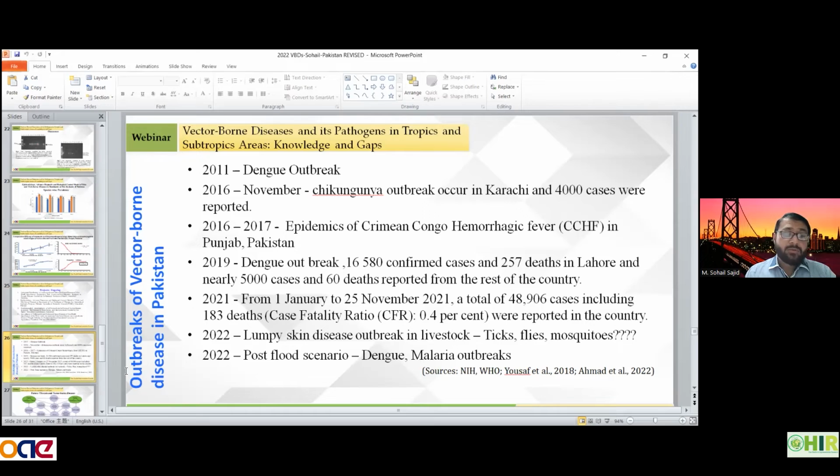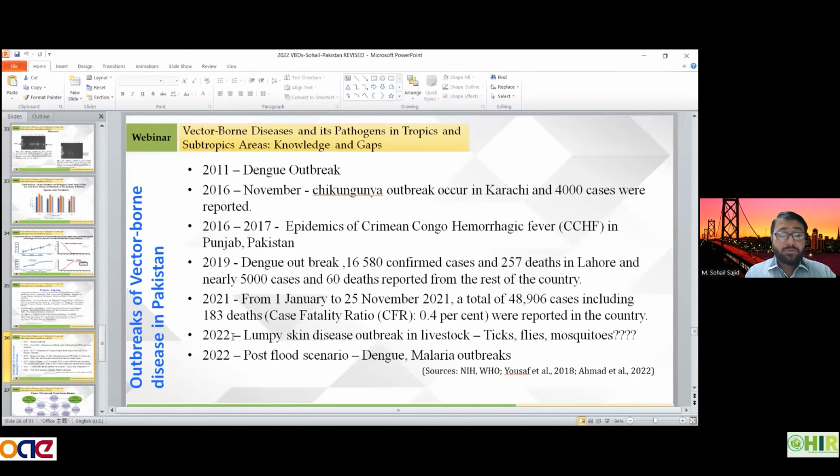And about the outbreaks of vector-borne diseases, recently occurring, not recently, it goes back to 2011 from the start of the dengue outbreak, and then in 2016 we have a reported case of chikungunya in Karachi, which is towards the south of the country, and then in 2016 and 17 we had an epidemic of CCHF. In 2019 there is a dengue outbreak where around 16,000 cases were confirmed, causing more than 250 deaths in Lahore only, which is the capital city of Punjab province. Then in 2021, we have around 48,000 cases once again for dengue.